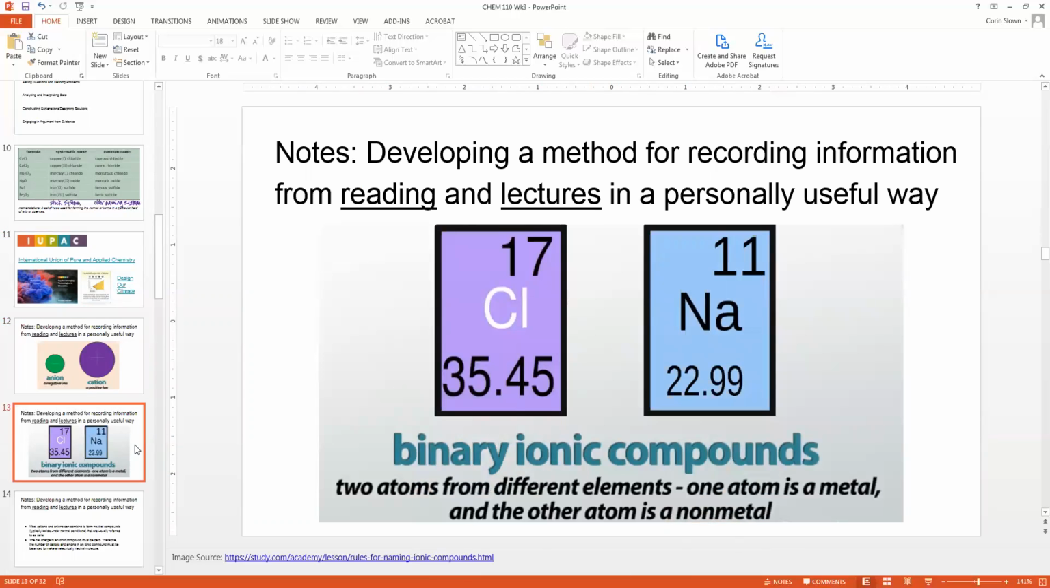Note that when we're thinking about the information we can pull from the periodic table, probably the compound that we're most familiar with would be something like a binary ionic compound. So NaCl is a great example. And from our periodic table, we can see the molar mass of sodium as well as the molar mass of chloride. These are two atoms from different elements. One atom is a metal and the other atom is a nonmetal. So in this case, chloride is my nonmetal, sodium is my metal.